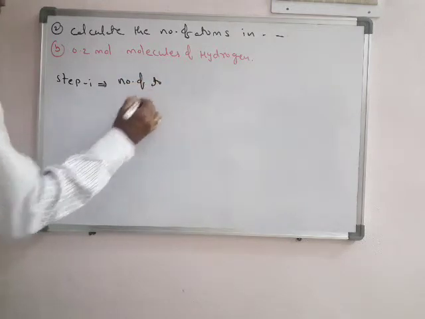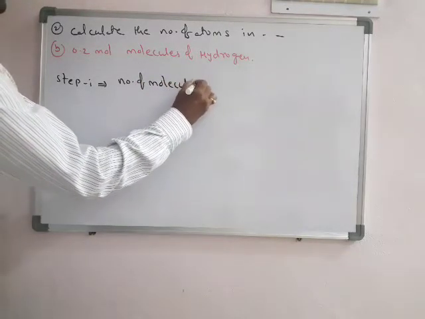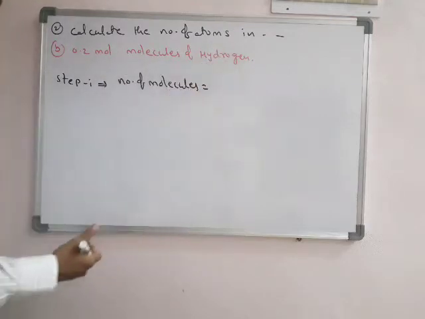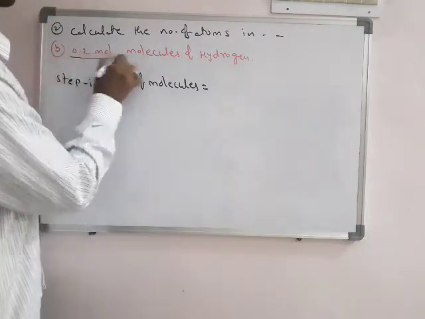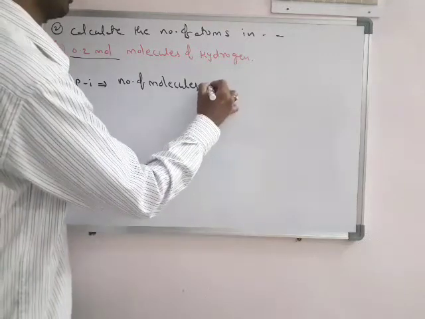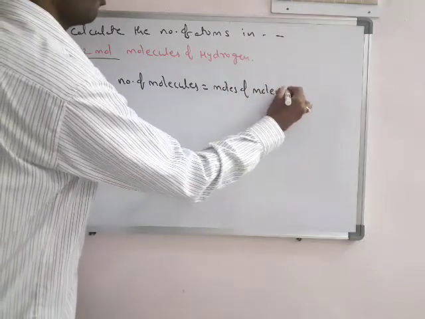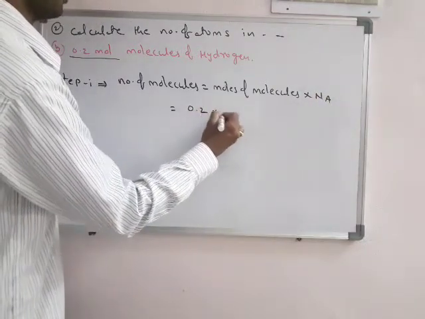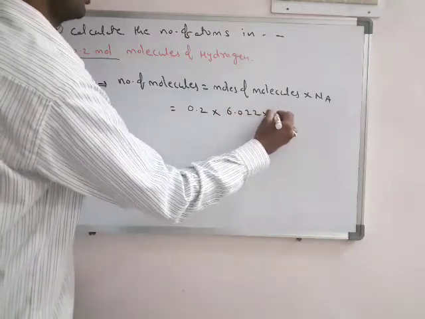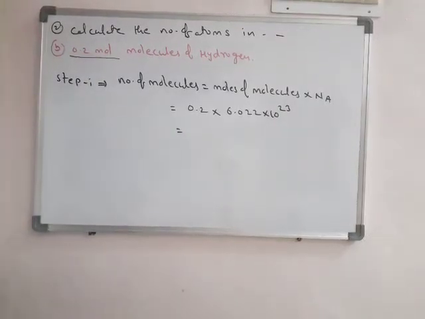Step one: since molecules are given in moles, let's first convert moles into a normal number and count the molecules. If atoms were given directly, it would be exactly like the nitrogen problem, but here molecules are given. Number of molecules equals moles of molecules into Avogadro number. Moles of molecules is 0.2, and Avogadro number is 6.022 into 10 power 23. On this calculation we will get approximately 6.